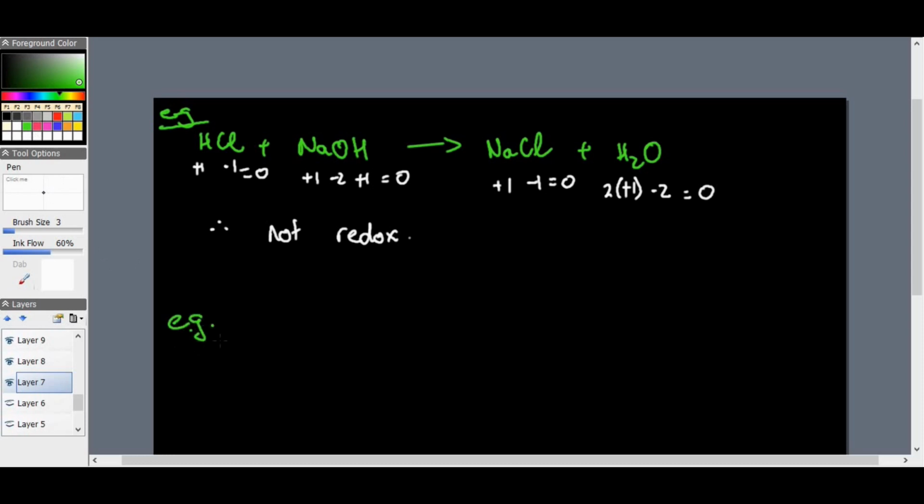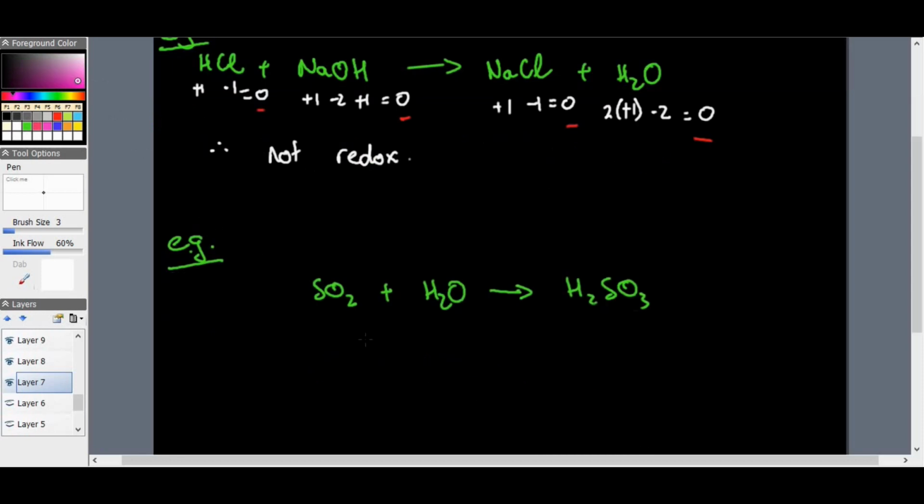Okay. Let's write another reaction here. SO2 plus H2O gives us the product H2SO3. Okay, let's see you all try this one on your own. Alright, let's unpack this one.